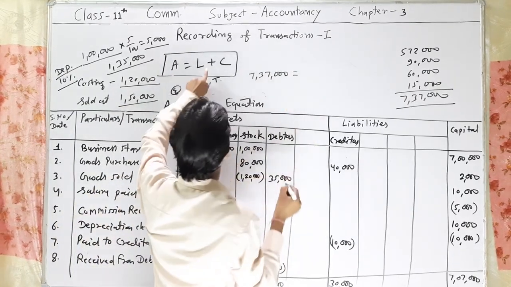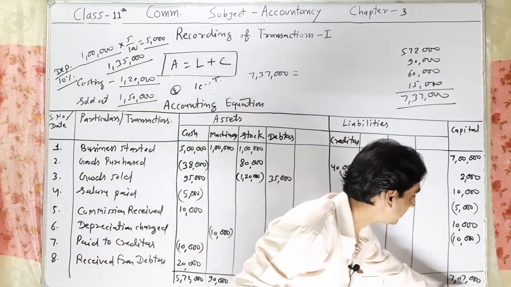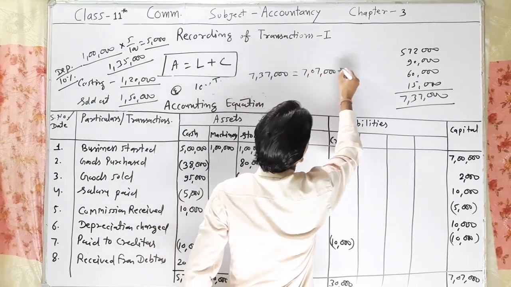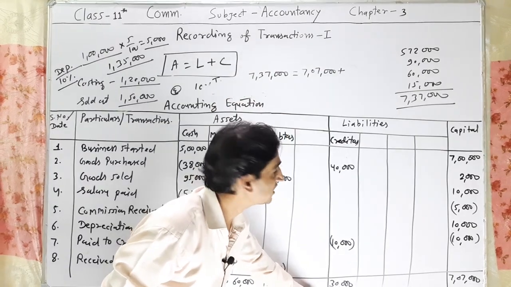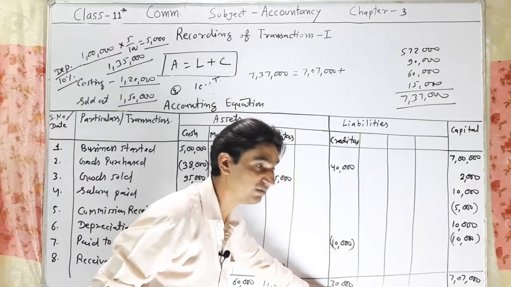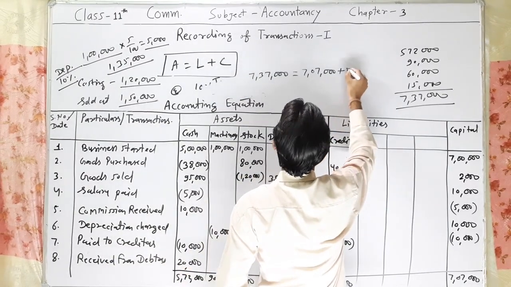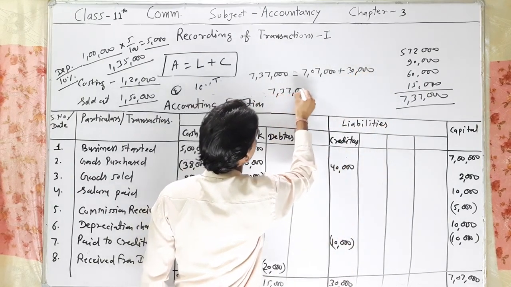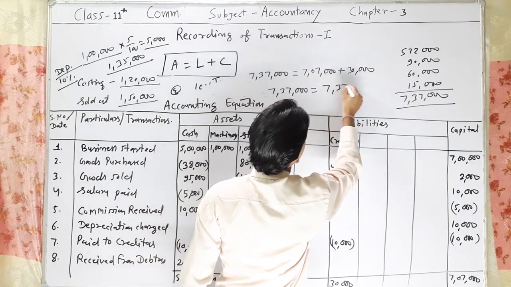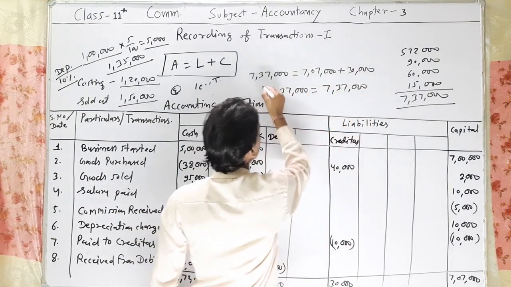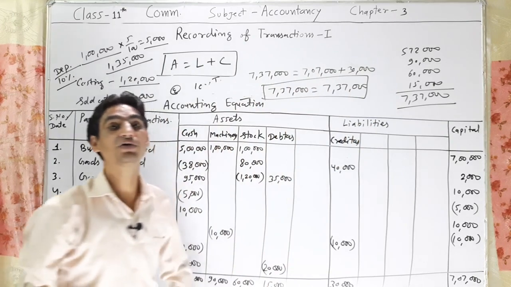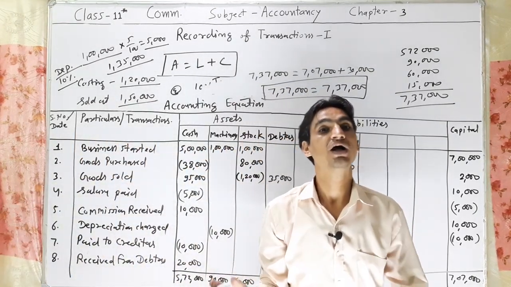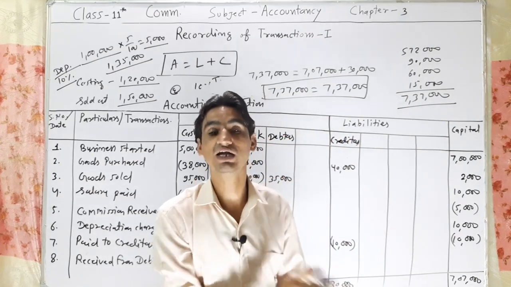Equal to capital 7 lakh 7,000 plus creditors, that is the liability balance, 30,000. 7 lakh 37,000 equals 7 lakh 37,000. That is your accounting equation. I hope you understood how to prepare the accounting equation in a practical way.